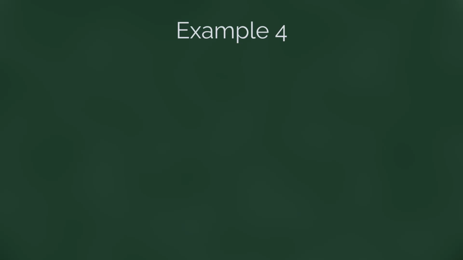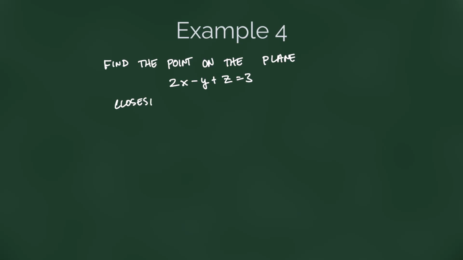All right, we're going to do one more. This time, I don't have this one typed up, but we're going to find the point on the plane. The plane we're given is 2x minus y plus z equals 3, and we want the point on that plane that is closest to the point 1, 2, negative 1.